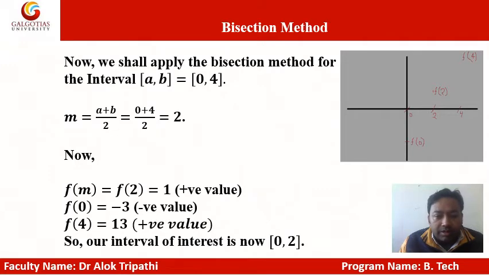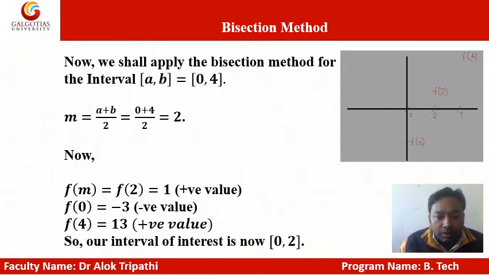So we have got our closed interval 0 to 4, and now we shall apply the bisection method on this interval. So m is the midpoint of this interval, and we can find it by applying a plus b by 2. So we'll get here 2. Our midpoint of this interval is 2. Now we shall check the value of the function at this point. So f of m is equal to f of 2. When we put x equals 2 in x square minus 3, we get f of m equals 1. It is a positive value.